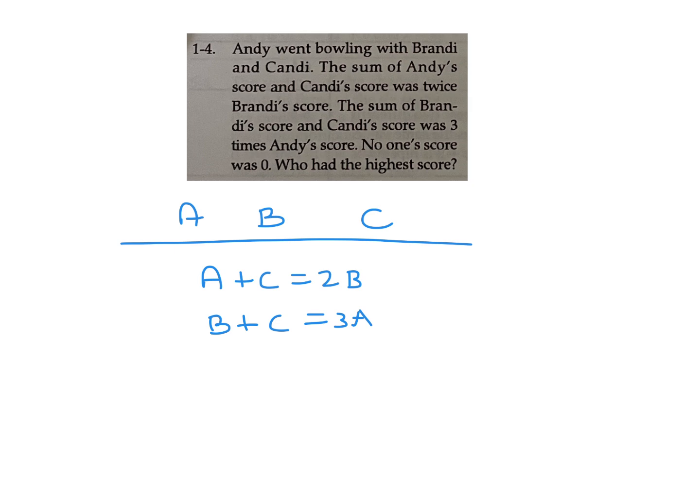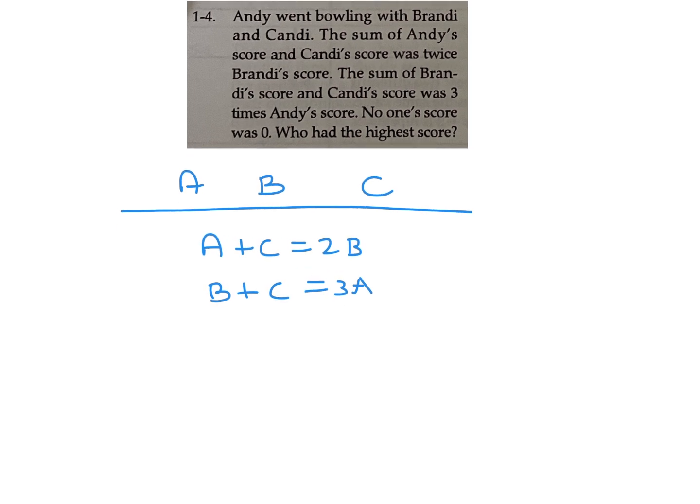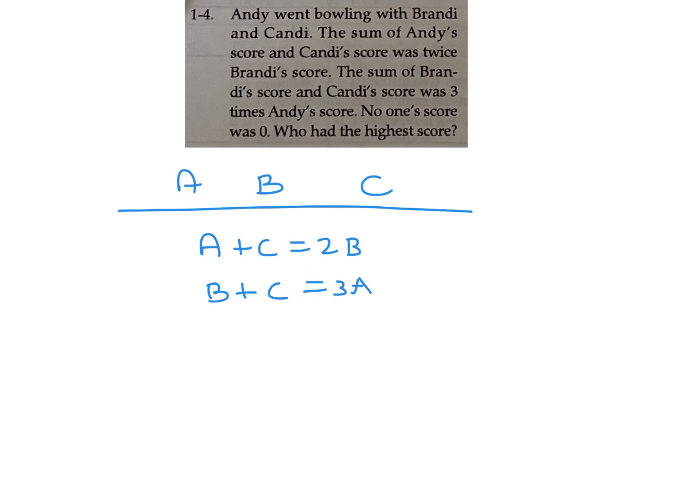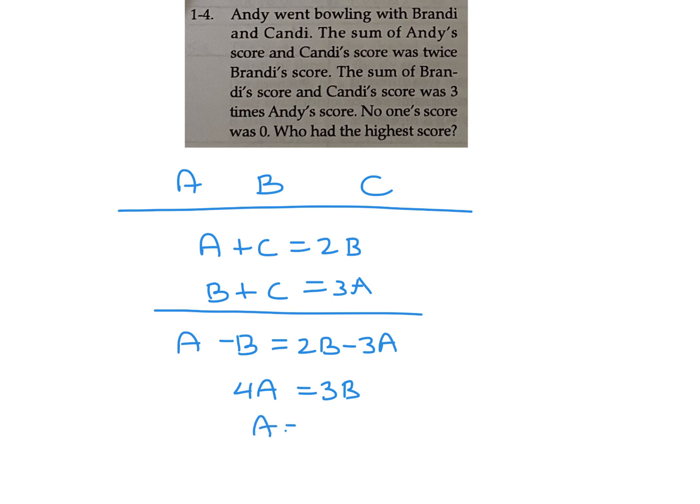Okay. Let's see here. Because we only have two equations, but we have 3 variables. But that's okay. We can probably figure this out. So where do I go from here? I guess we can subtract these. So that'd be A minus B, and that would be 2B minus 3A. And then if you collect like terms, you get 4A is equal to 3B. And therefore A is equal to 3 over 4 B.